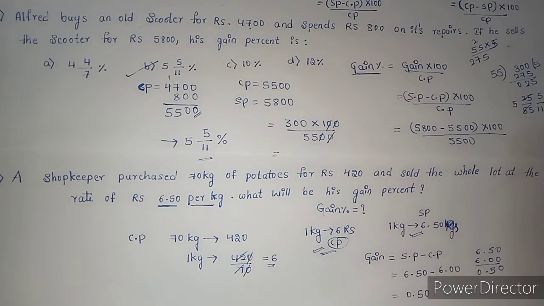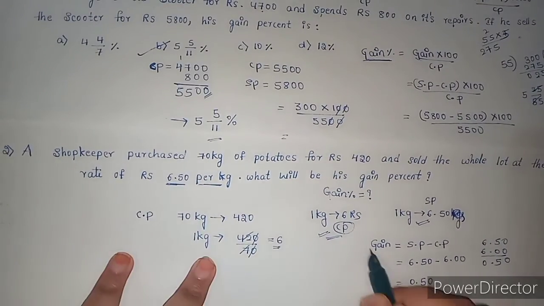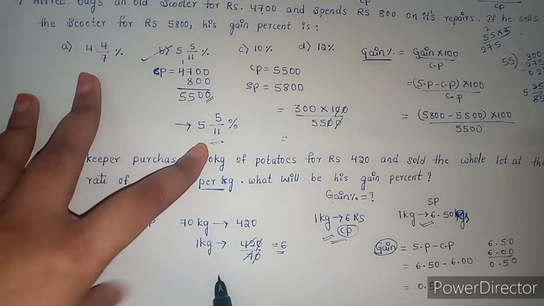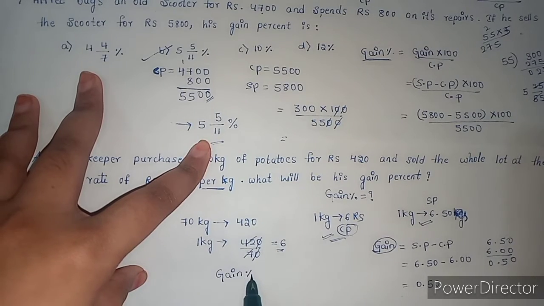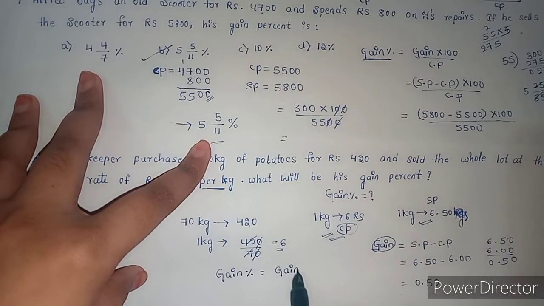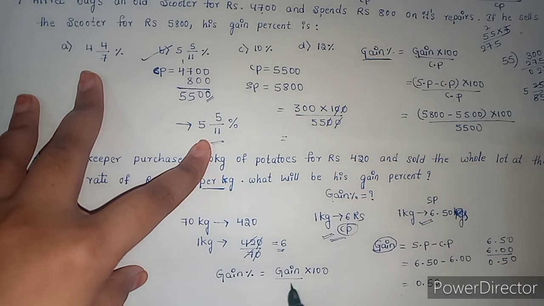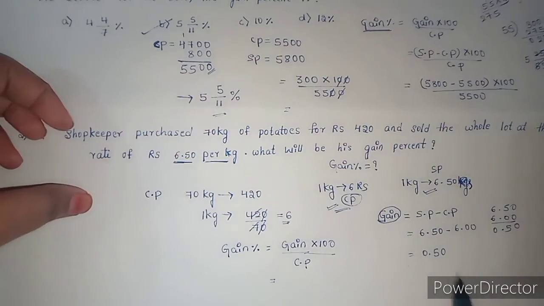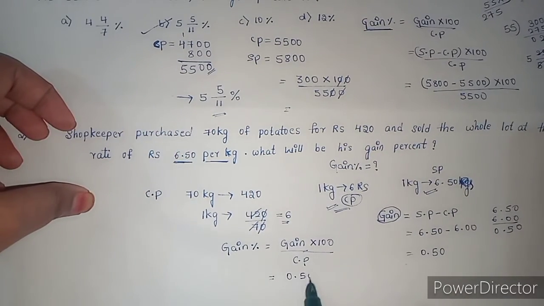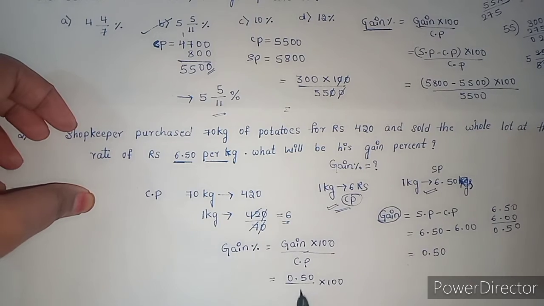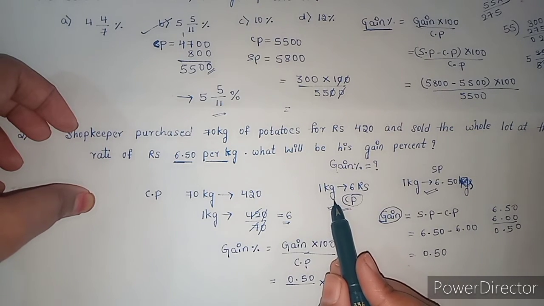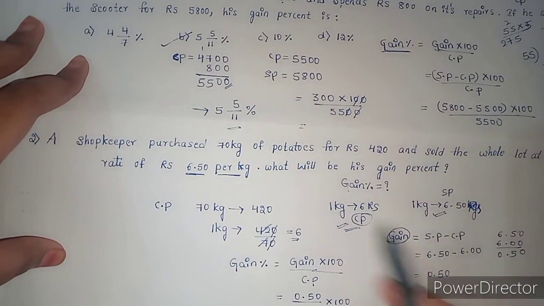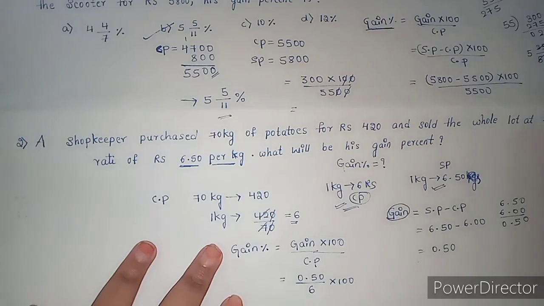0.50 is his profit, right? Now we obtained gain. Now can't we find gain percent? Yes, of course we can find. Gain percent is equal to gain into 100 by cost price. How much is the gain? Gain is 0.50 into 100. Cost price. How much is the cost price? Cost price is here, it is 6 rupees.